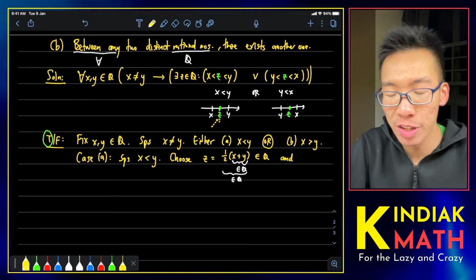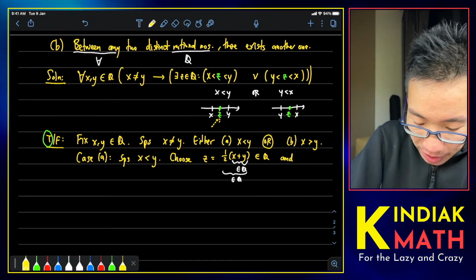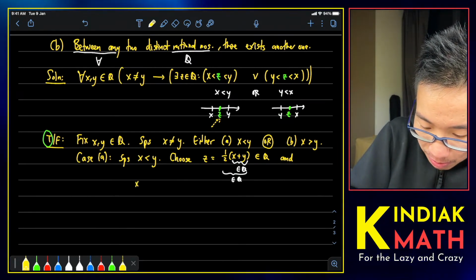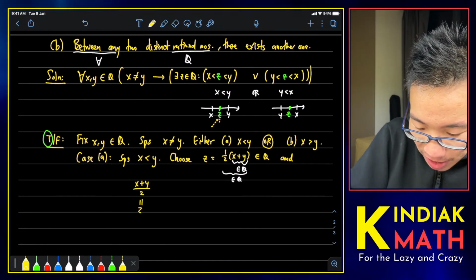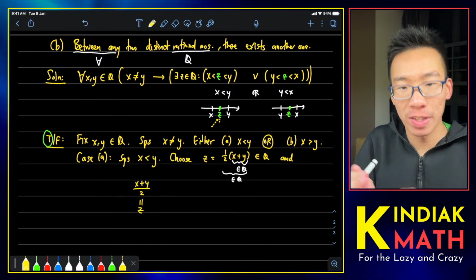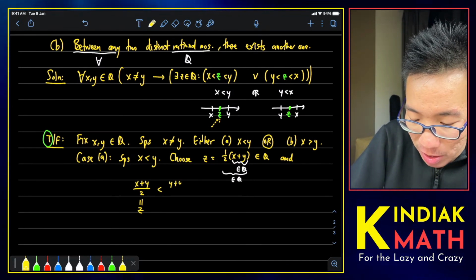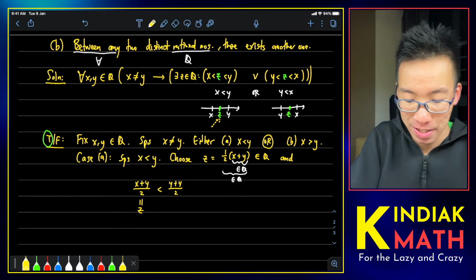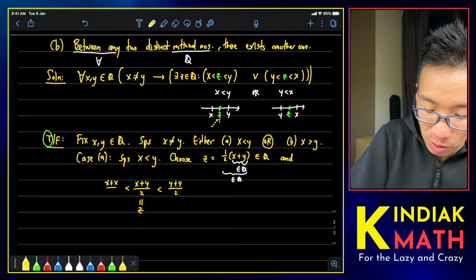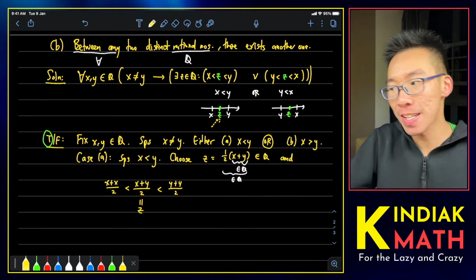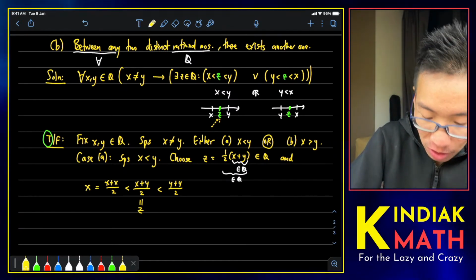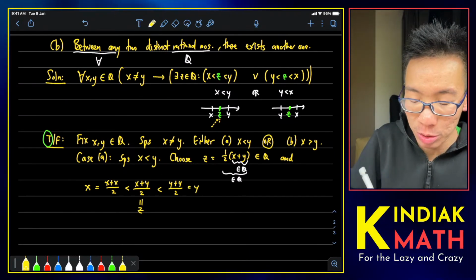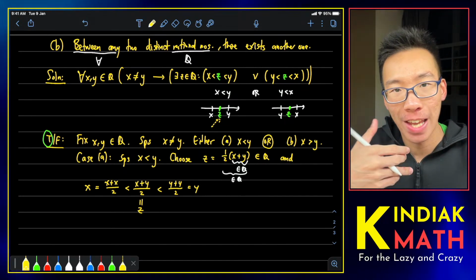And furthermore, we have the property that, let's check that z actually lies in between x and y. So (x plus y) over 2, this is your z. Since x is smaller than y, x plus y will be smaller than y plus y. And since y is bigger than x, x plus y will be bigger than x plus x. On the left side, we have 2x divided by 2. On the right side, we have 2y divided by 2. And therefore, we do check that z does lie in between x and y.